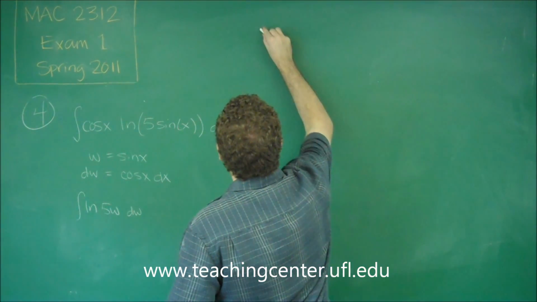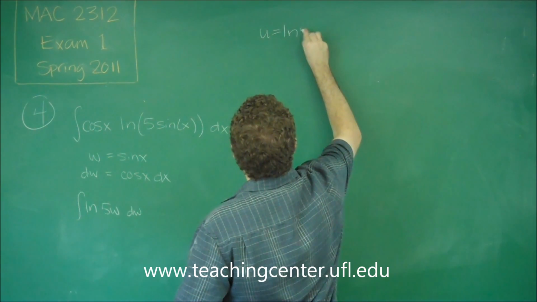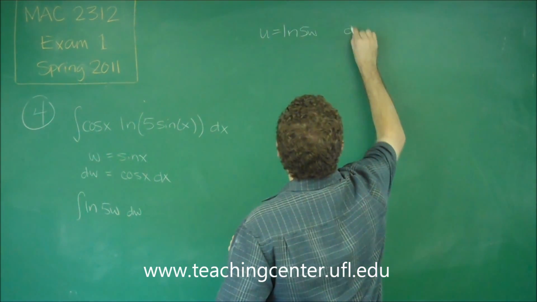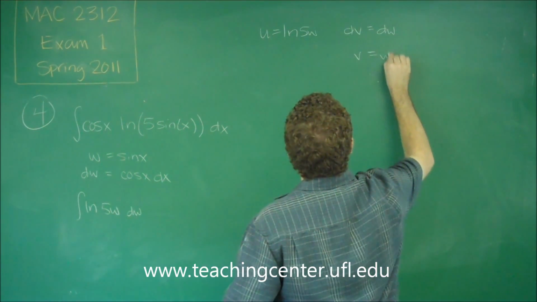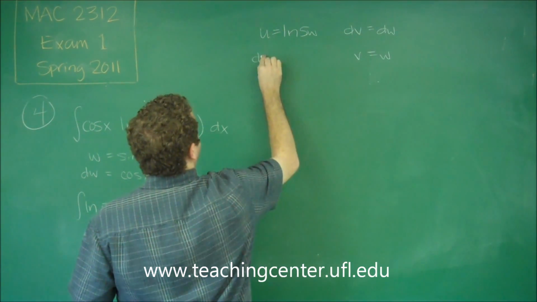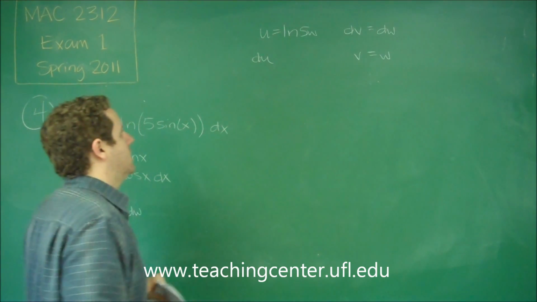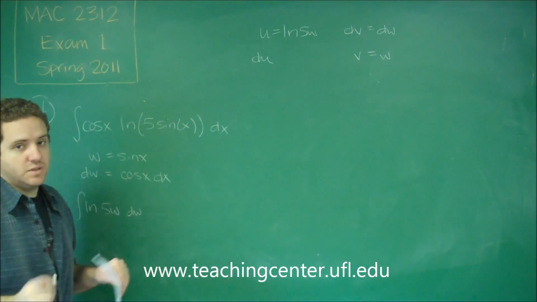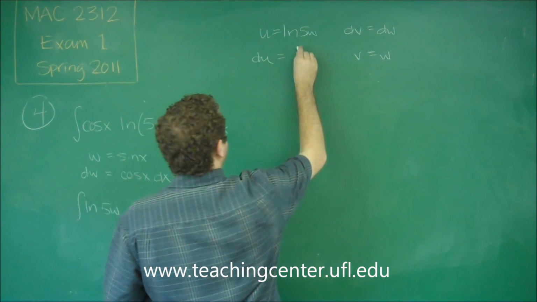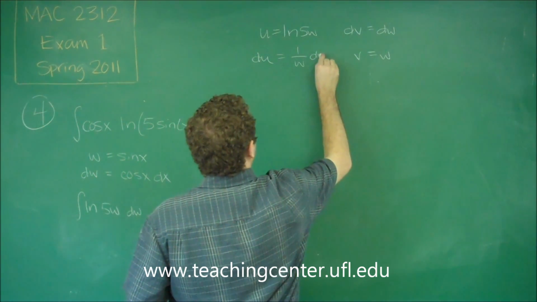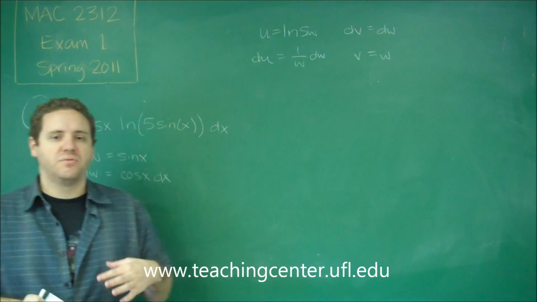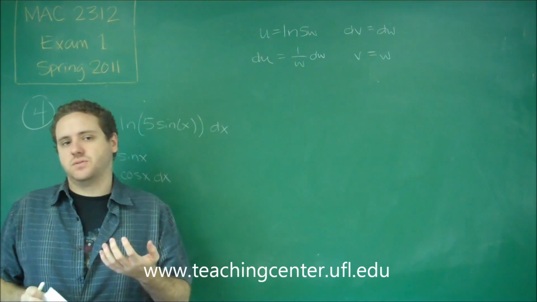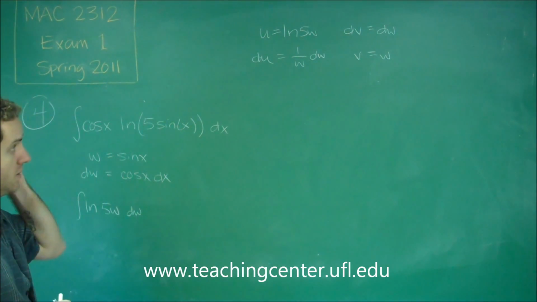So let's just say u equals ln 5w, dv equals dw, we get v equals w, and we get that our du, the derivative of ln of any constant times a number, is still just 1 over that. Because if you think about it, you'd have 1 over 5w times 5. So the 5's cancel out. We still get 1 over w.